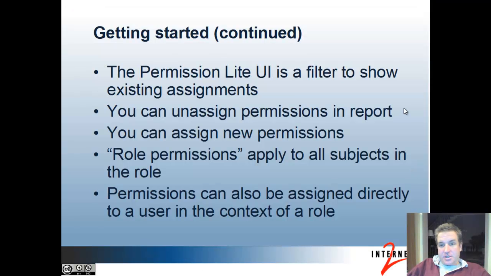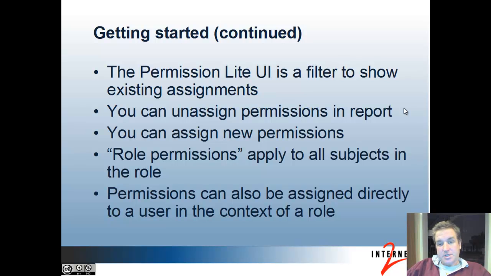The Permission Lite UI is a filter to show existing assignments. This report that displays shows immediate or direct and indirect or effective permission assignments. So you can see things that are directly assigned to a specific role or user, or you can see permissions that exist because of a certain inheritance somewhere else in the assignments. So if there are direct permissions in the report, you can unassign those. You can also assign new permissions.